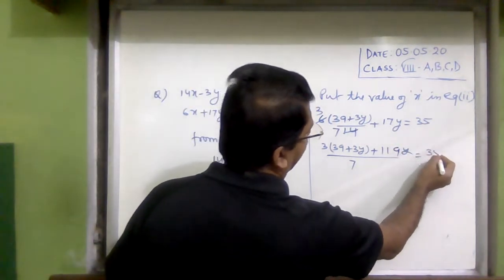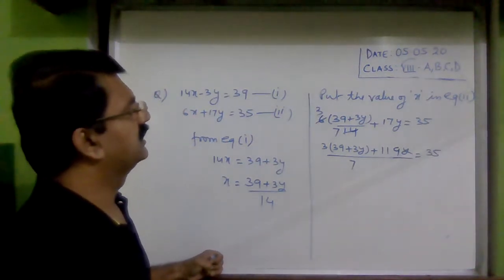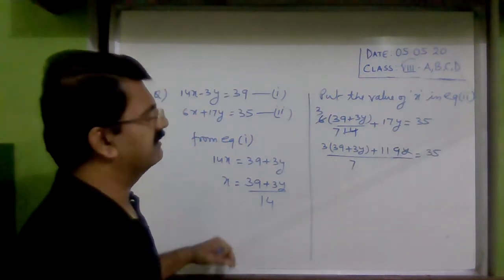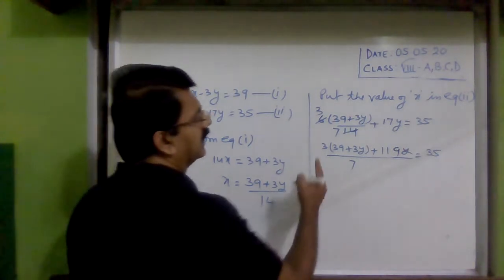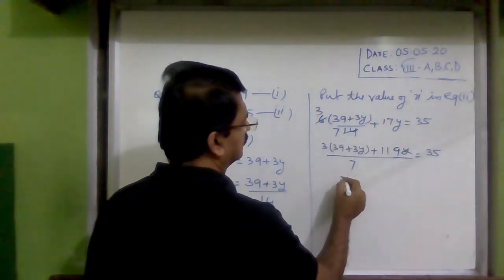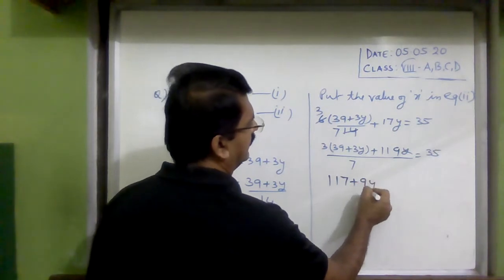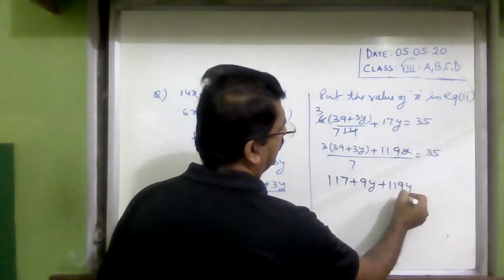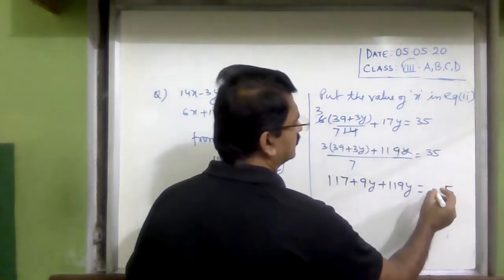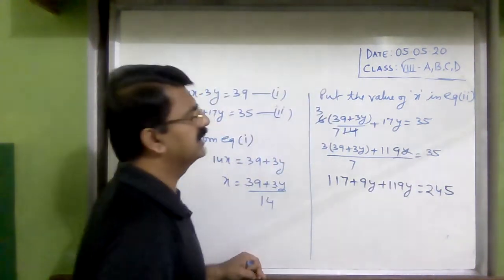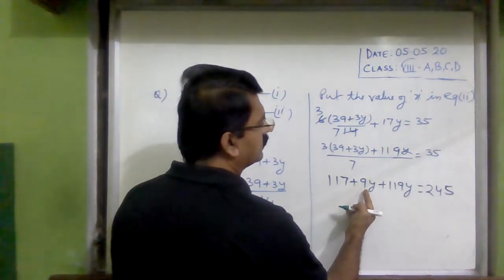119y is equal to 35. Take the LCM 7, then it is 3 into (39 plus 3y) plus 7 into 17 will be 119y is equal to 35. Now you open the bracket: 117 plus 9y plus 119y is equal to, cross multiply, so it is 245.